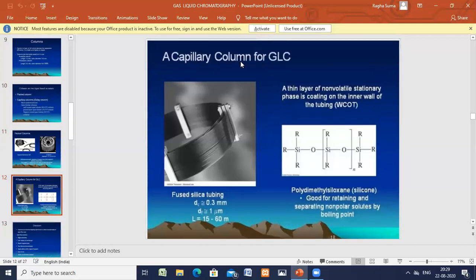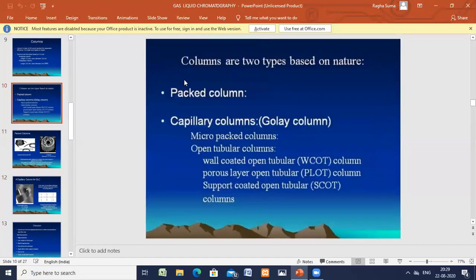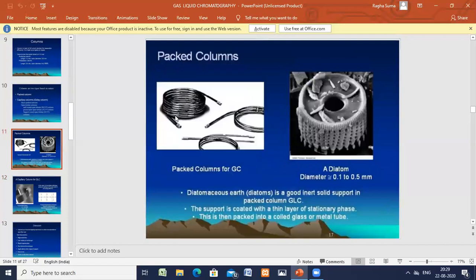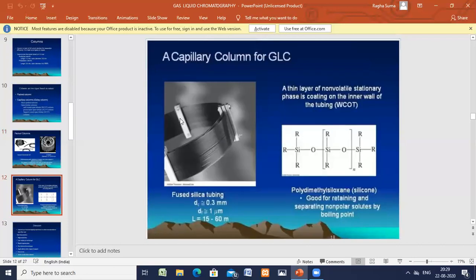Now, the capillary column has a thin layer of non-volatile stationary phase, for example polydimethyl silicone. It has good retaining power and separation of non-polar solutes according to boiling point. This is a capillary column. So this is a packed column and this is the capillary column.